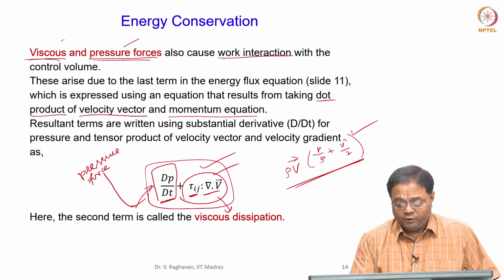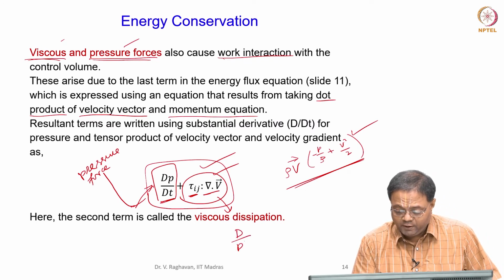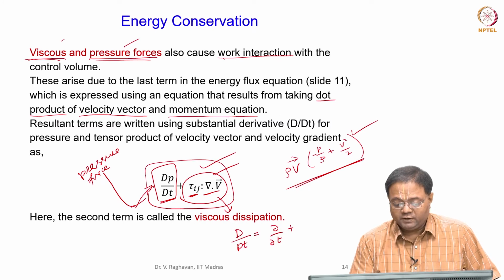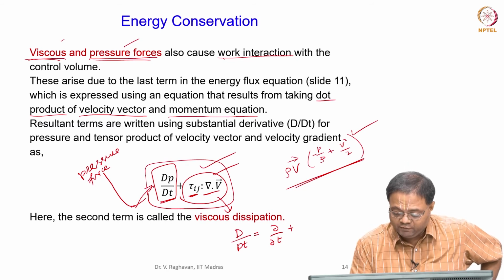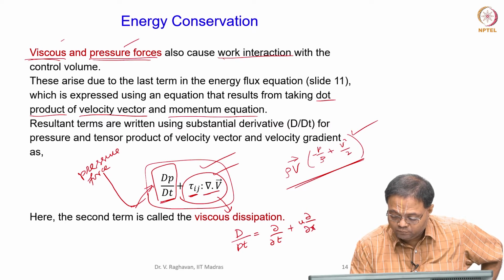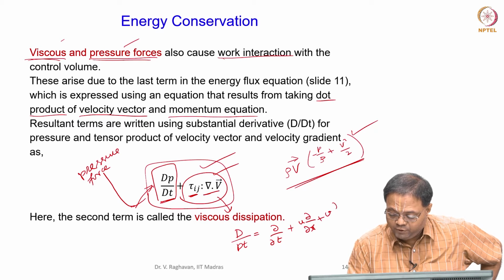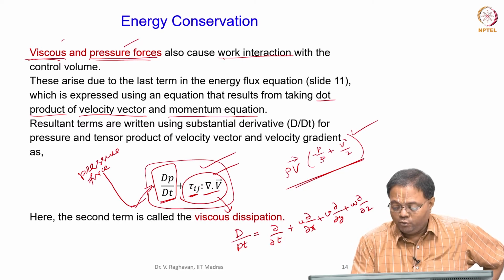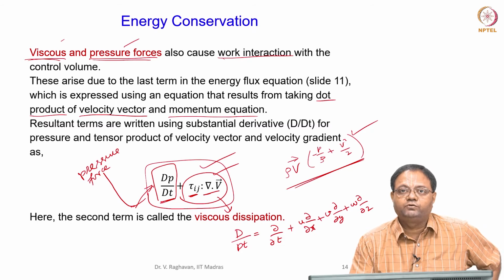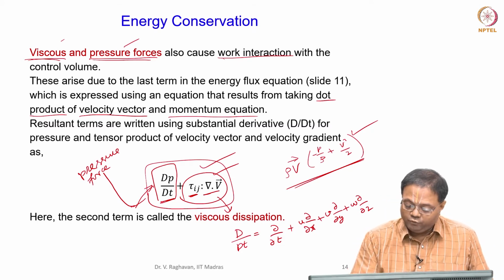Now the substantial derivative D by Dt is written as the partial derivative with time plus convective derivatives. The convective derivative we can write in Cartesian coordinates as u into dou by dou x plus v into dou by dou y plus w into dou by dou z, where u, v, w are the components of velocity in x, y and z direction. So this is the substantial derivative.